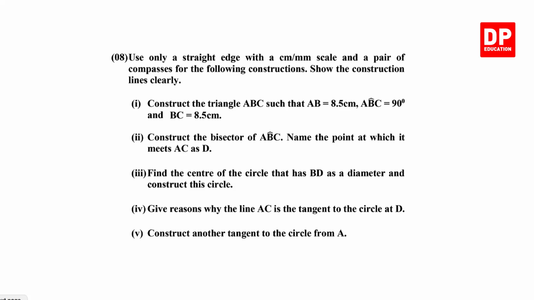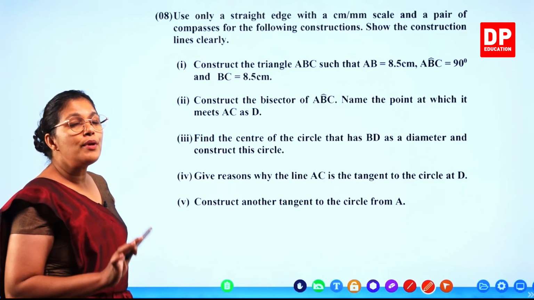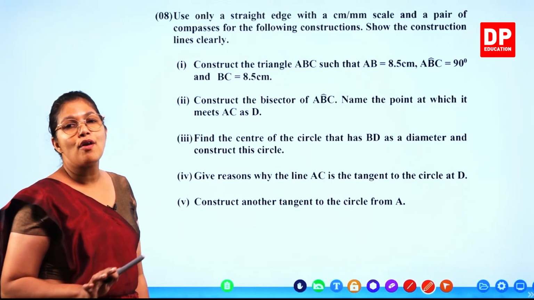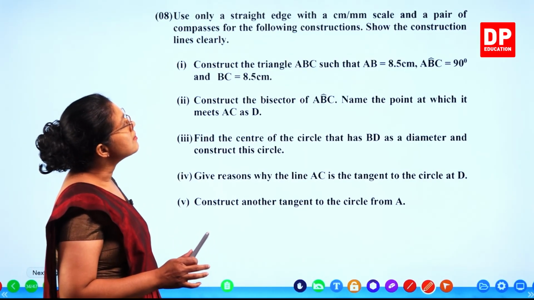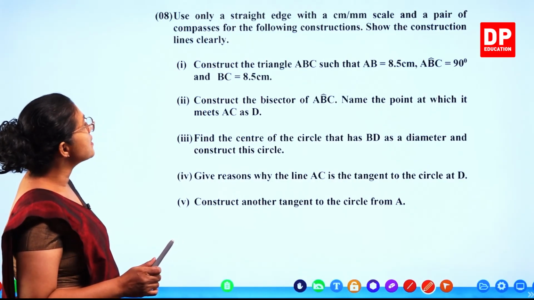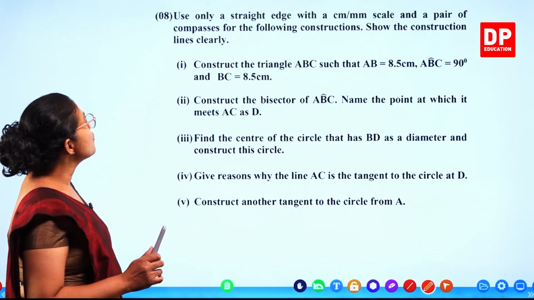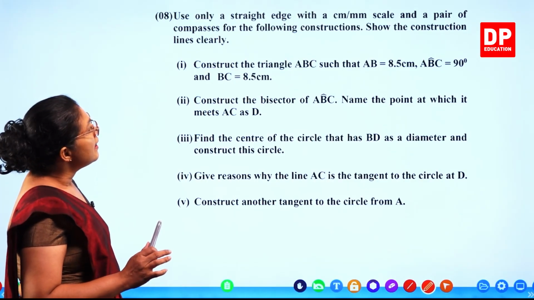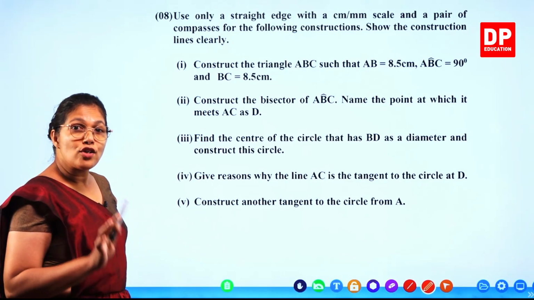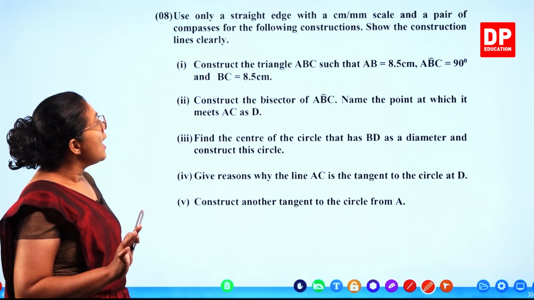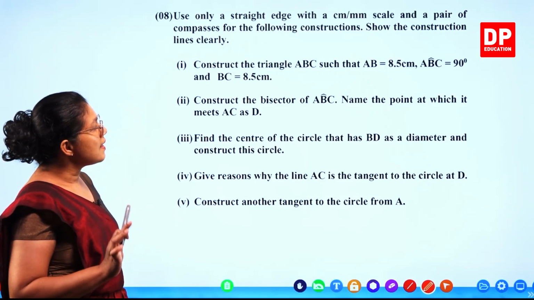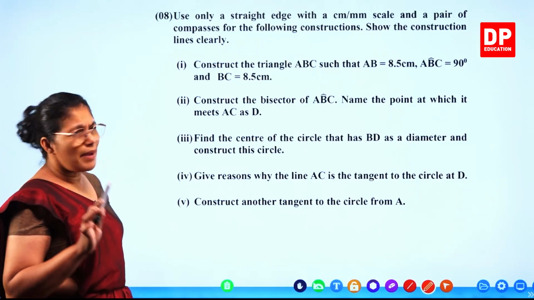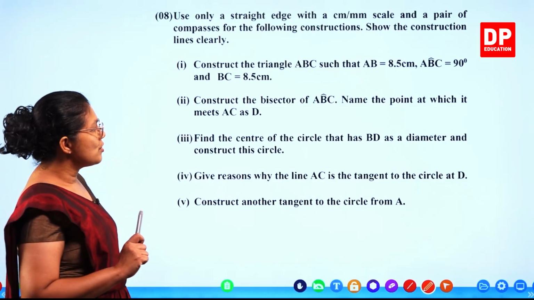Let's do question number 8. So this is a construction question. In a construction question, you can only use the ruler and the pair of compasses, so use only a straight edge. Straight edge means the ruler with a centimeter millimeter scale, and a pair of compasses for the following constructions. Show the construction lines clearly. Make sure that you sharpen your pencil and only take the compass and the ruler. You can't use the protractor or set squares for this question. If they ask to measure an angle, then you can use the protractor.